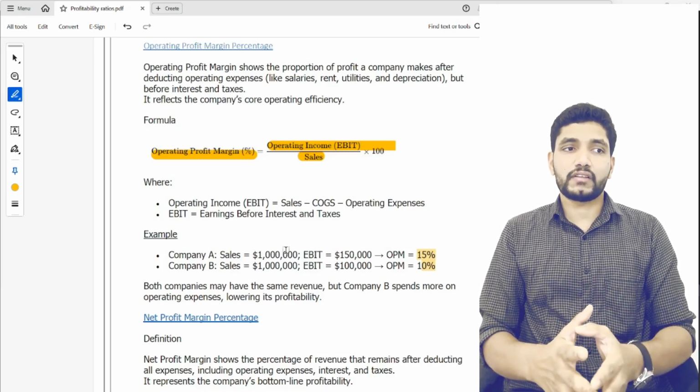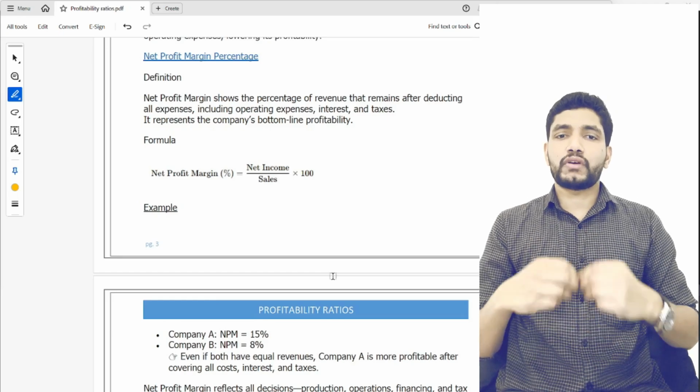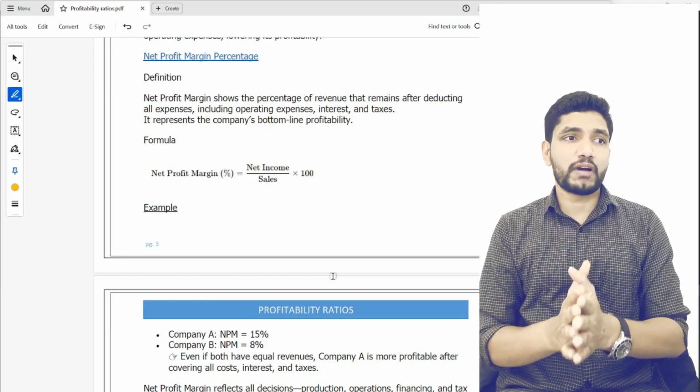That means company A is more effectively managing its operational expenses and is effectively generating more profit compared to company B from the same sales. So next we will move to another ratio, that is net profit margin.